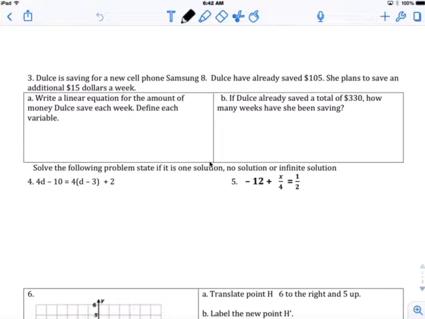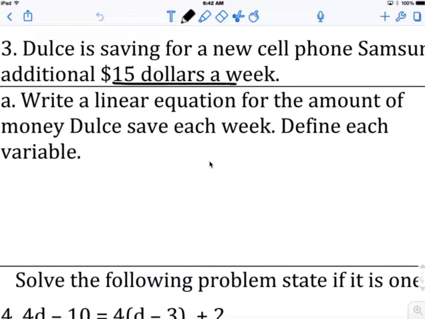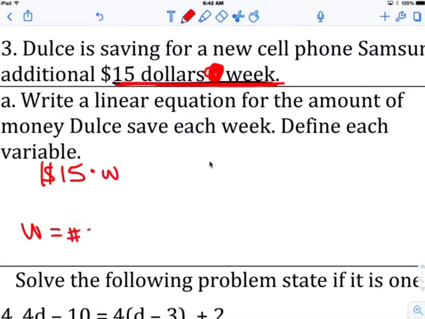Dulce is saving for a new cell phone, Samsung 8. Dulce has already saved $105. She plans to save an additional $15 per week, or a week. "A" is the same thing as "per," so we put times there. So that's $15 times the number of weeks. W equals the number of weeks that Dulce has been saving money.